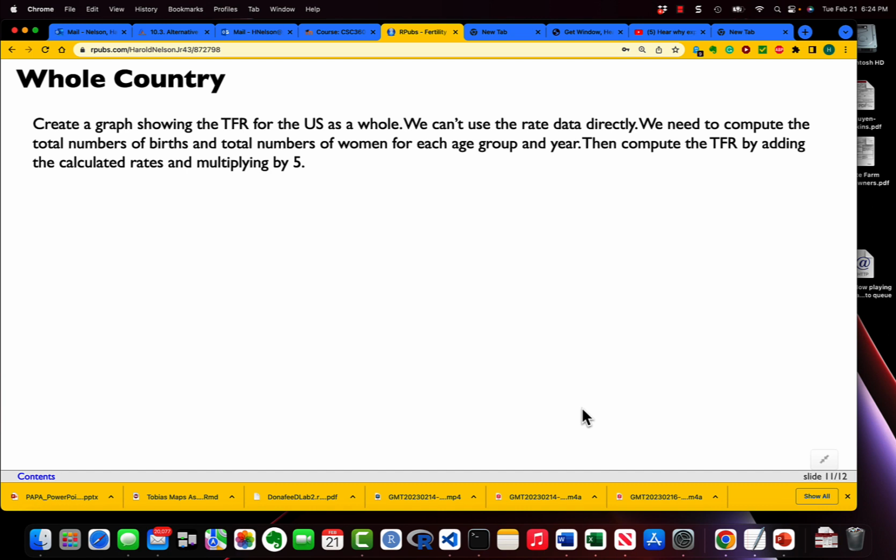So I want to create a graph showing the total fertility rate for the U.S. as a whole rather than individual state. You can't use the rate data that you've got directly because you need to compute the total number of births and total numbers of women for each age group and year. That is, you have to eliminate the state level, and then you compute the TFR by adding the calculated rates and multiplying by 5. Again, please stop the video, do the work. When you're done or when you've given up, go ahead and look at what I've done.